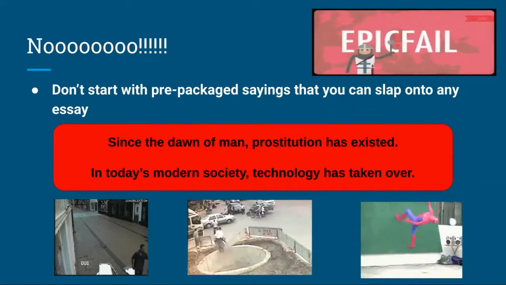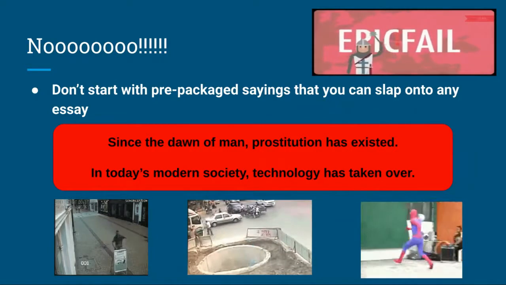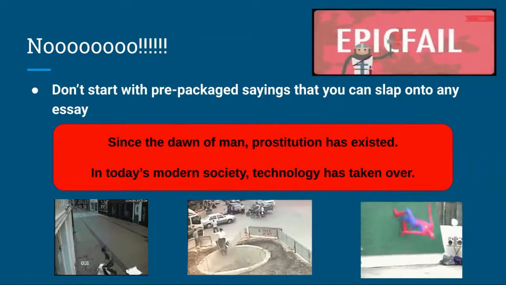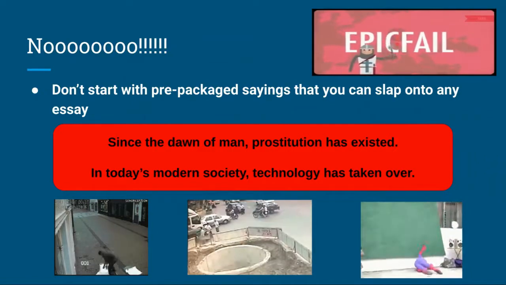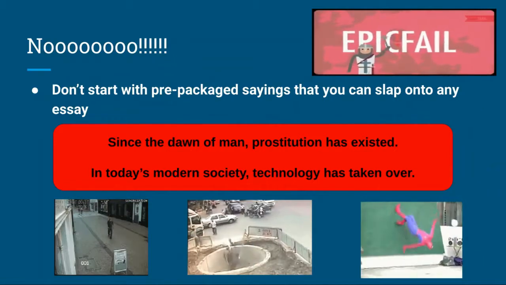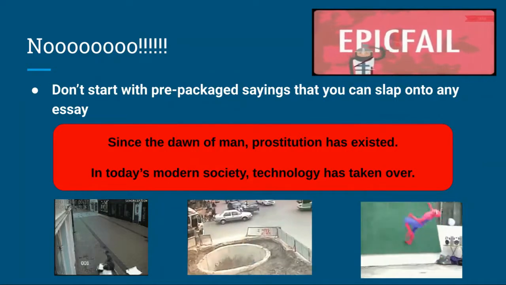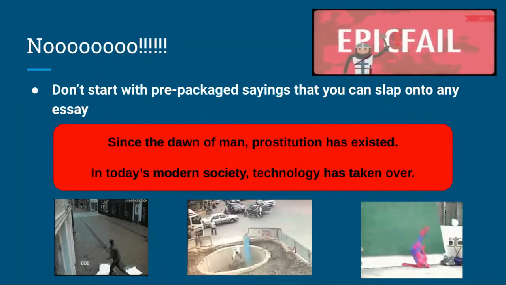Because one, since the dawn of man, we don't really know what was going on completely back then. And you weren't there, right? How do you know what was happening? You weren't there since the dawn of man. So you don't want to start any essay since the beginning of human evolution, okay? In today's modern society, technology has taken over.